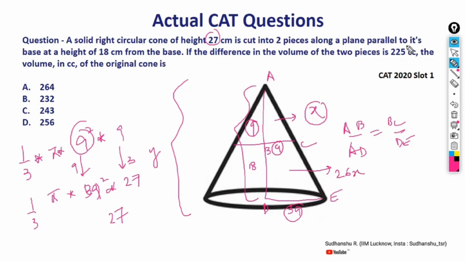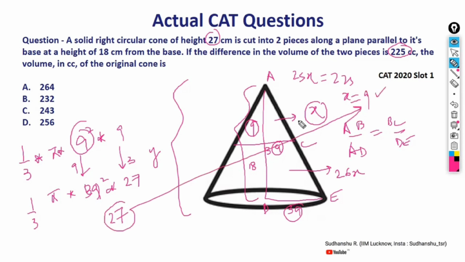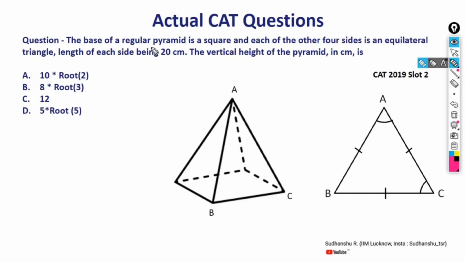The difference between the two pieces is 225. So the difference will be 26X minus X, 25X is 225. So X is equal to 9. The volume of the original cone will be 27 times 9. Therefore 243.